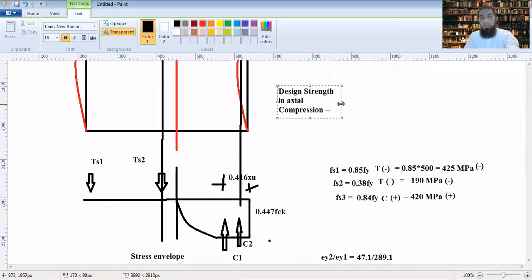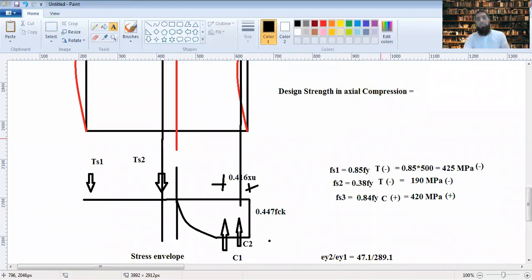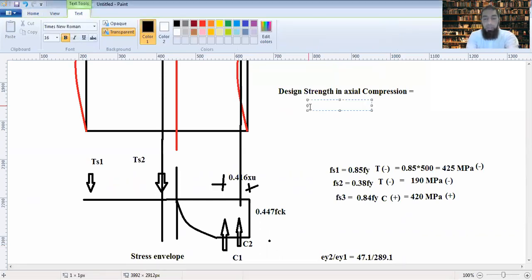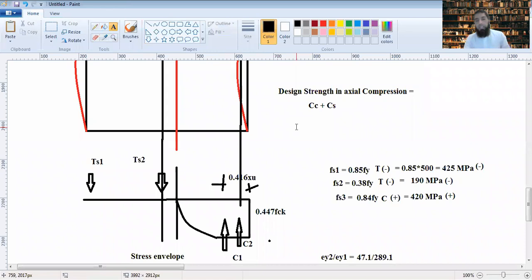Yes, any one of you who can guess what will be the design strength? What will be the design strength? It will be a combination of all these forces. It will be a summation of compression forces of concrete as well as of steel. So we have already discussed that, C1 and C2. And so the design strength in compression would be the combination of these two.